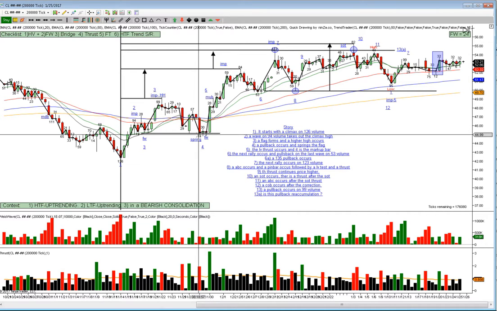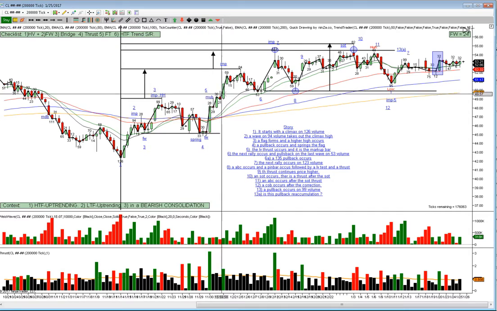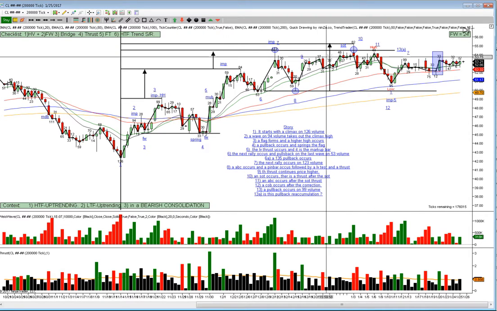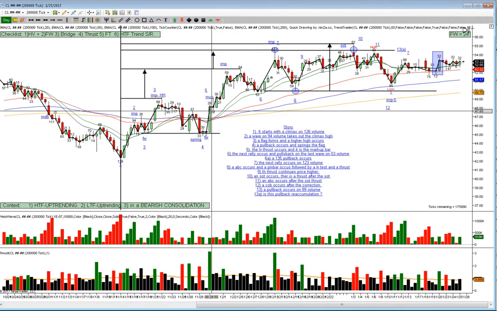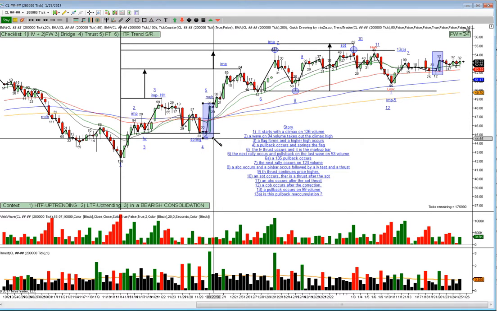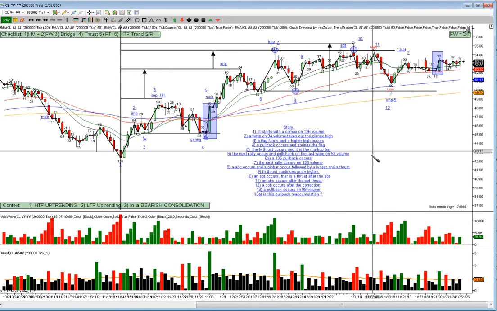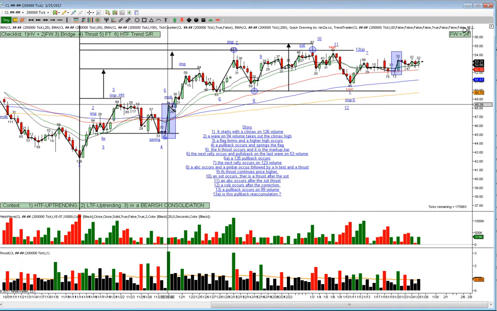And from this area, what you see is a thrust. That was the markup bar which initiated all of this. All what you see here is a result of this bar. This bar is the launching pad for the trend. So that initiated the trend.